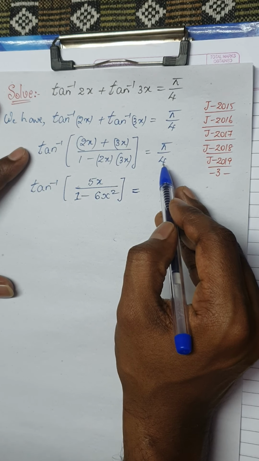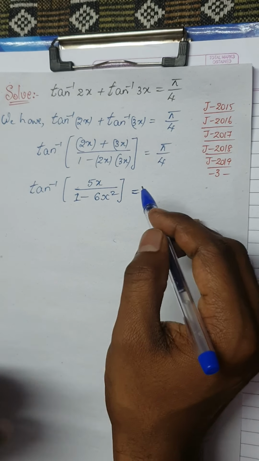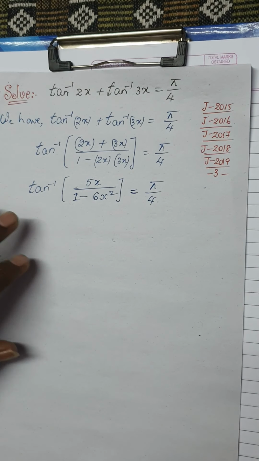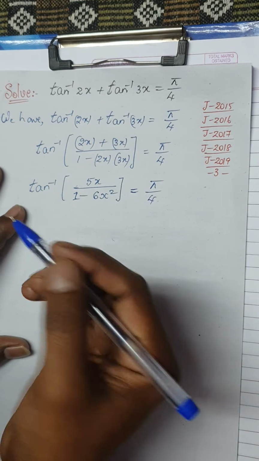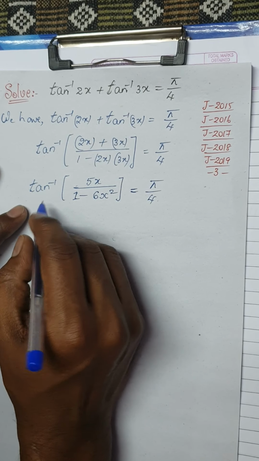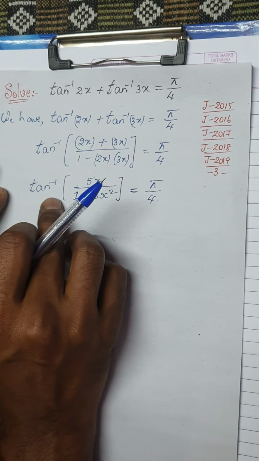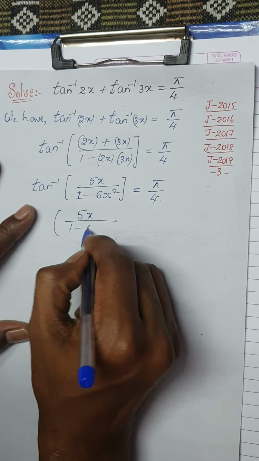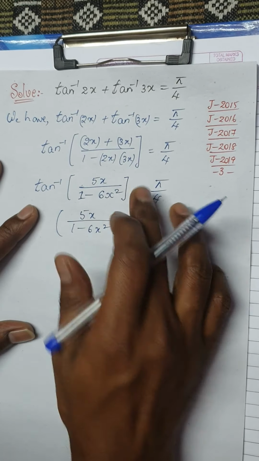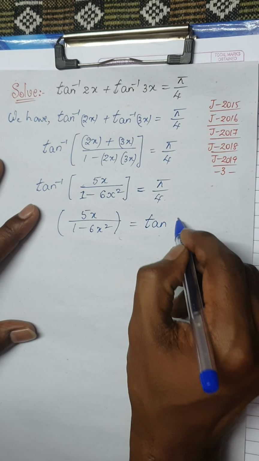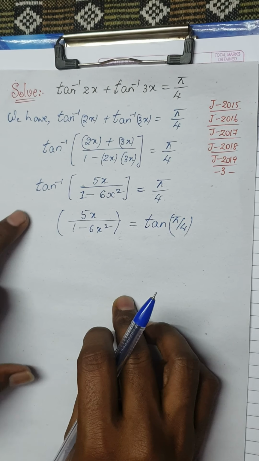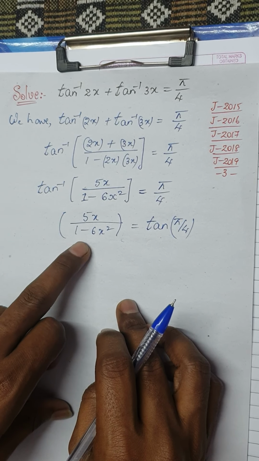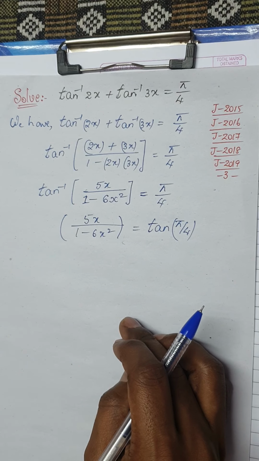Now what happens here, we can write this term as it is. Now apply tan on both sides. If you apply tan on both sides, tan inverse and tan will be cancelled. Left hand side is just 5x by 1 minus 6x square. On the right hand side you are going to get tan pi by 4. So the LHS, tan and tan inverse will be cancelled, I'll get 5x divided by 1 minus 6x square, that is nothing but tan pi by 4.